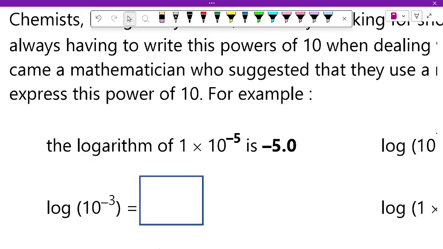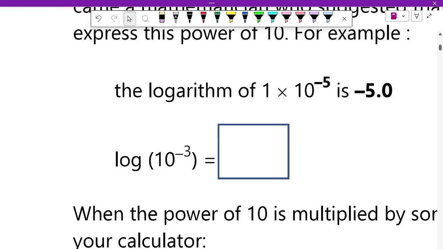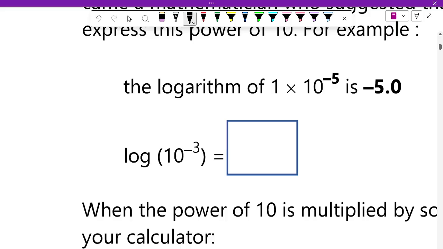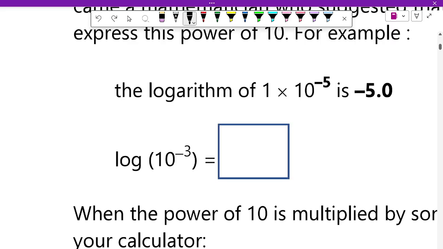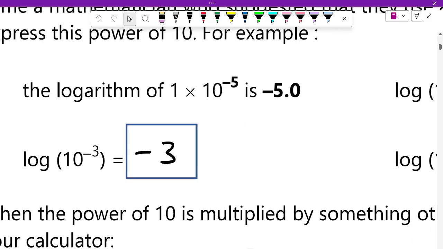Sounds good. So we have the log of 10 to the negative 3. What is the log of 10 to the negative 3? This is something you should be able to do in your head. Negative 3. And similarly, if we have the log of 1 times 10 to the negative 5, it's negative 5.0.